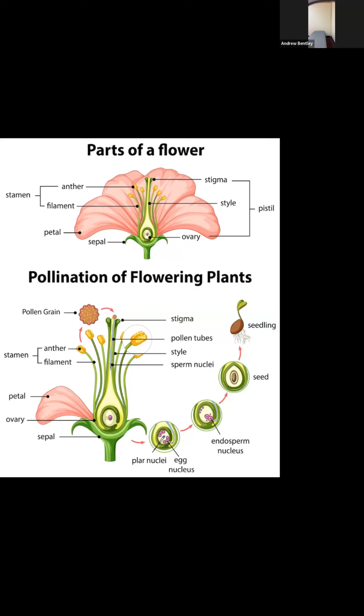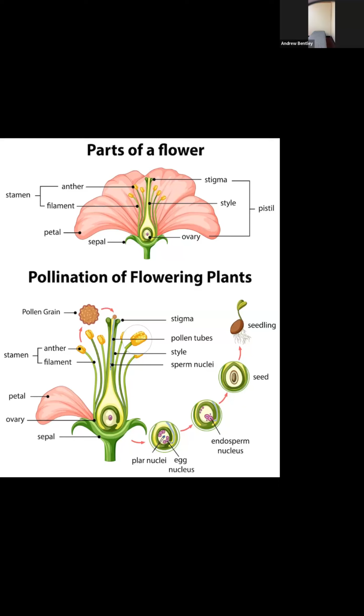And so the petals are another concentric circle. You have a ring of sepals, and then a ring of petals, and then you have a ring of stamens. The stamens are these little skinny things with a yellow thing on top. The skinny thing is called a filament, and the yellow thing is called an anther.